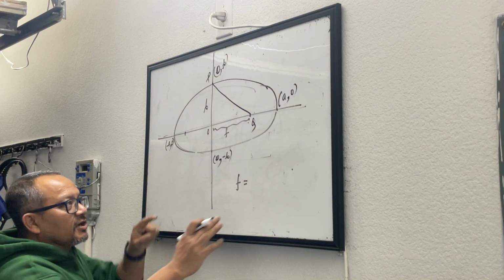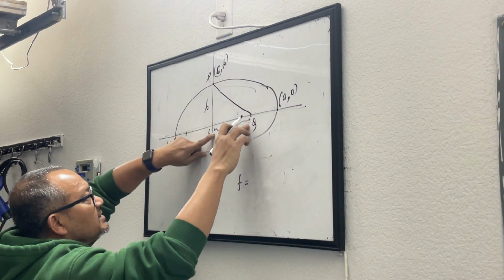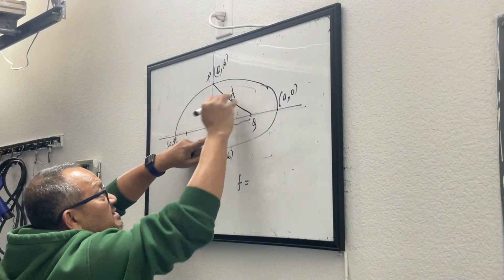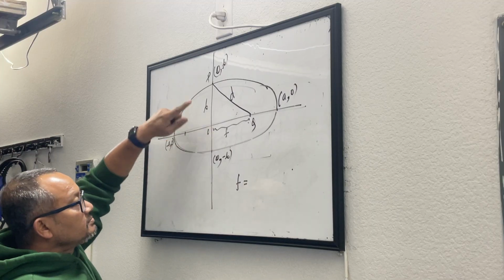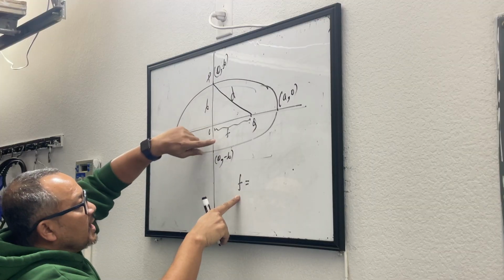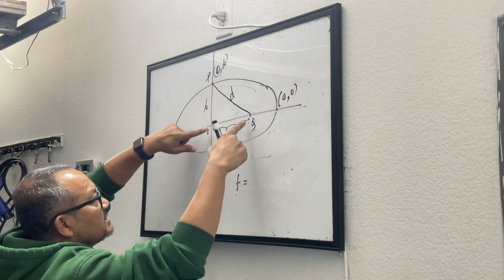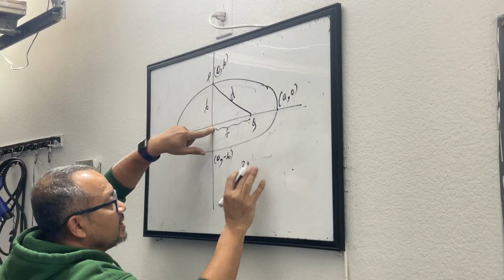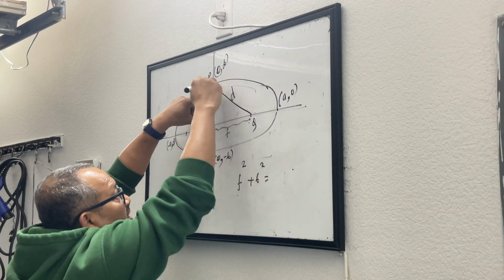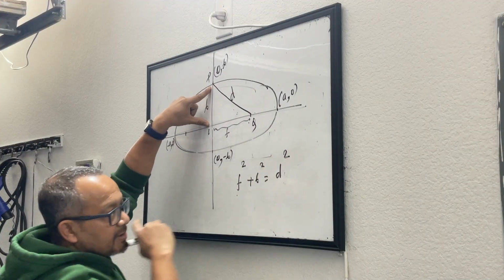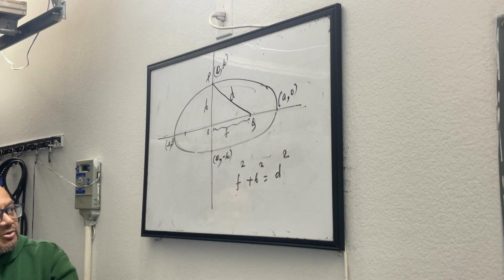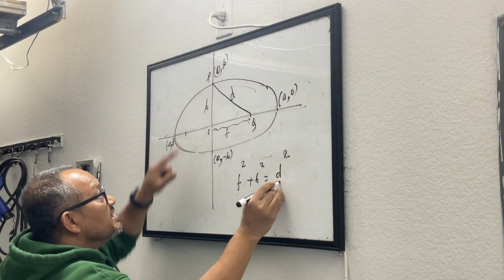Okay, fine. Let's see. We are going with the Pythagorean theorem. Let's say this distance is d. So this distance f square plus b square is equal to this distance square, d square. Now the question is, how much is this d?